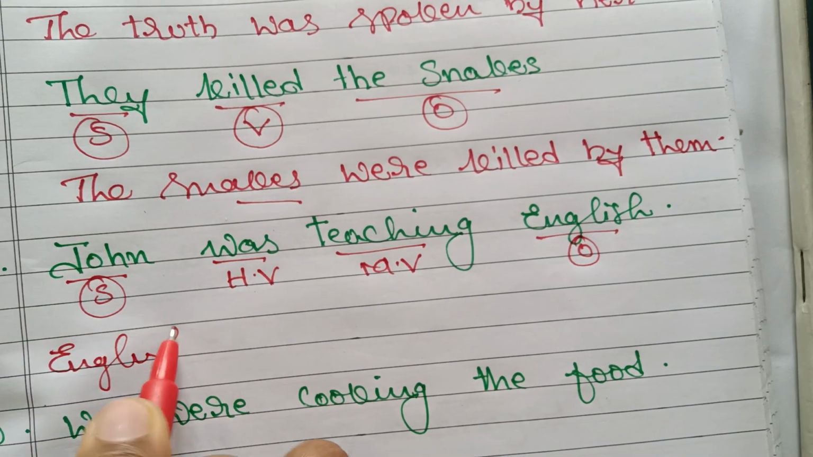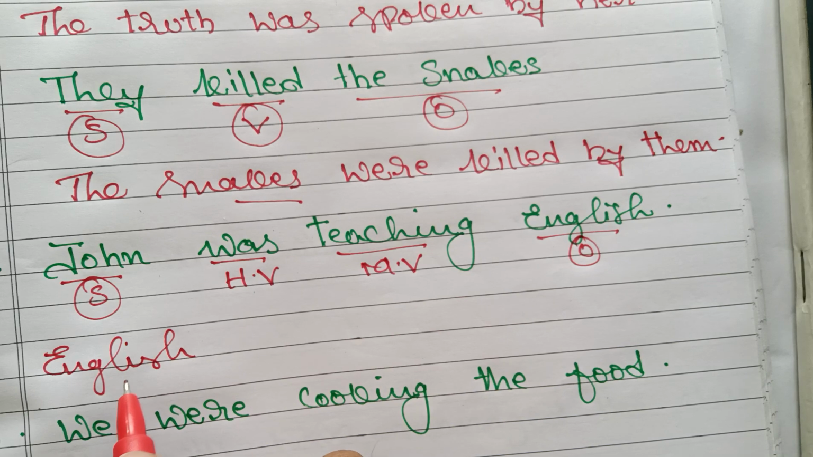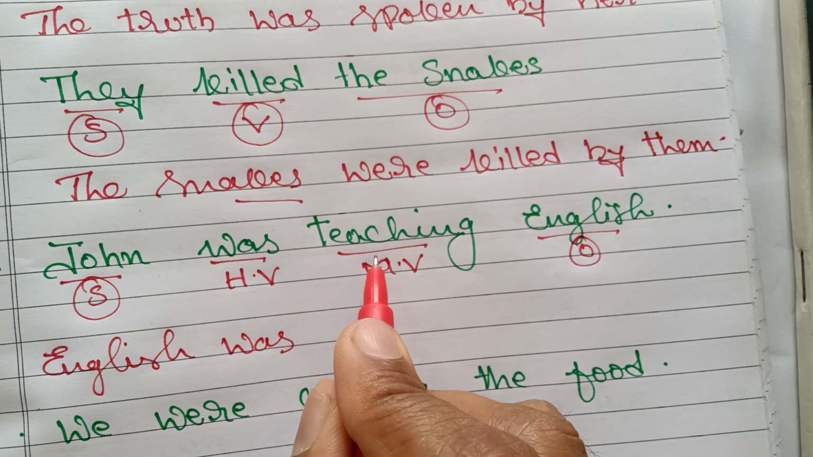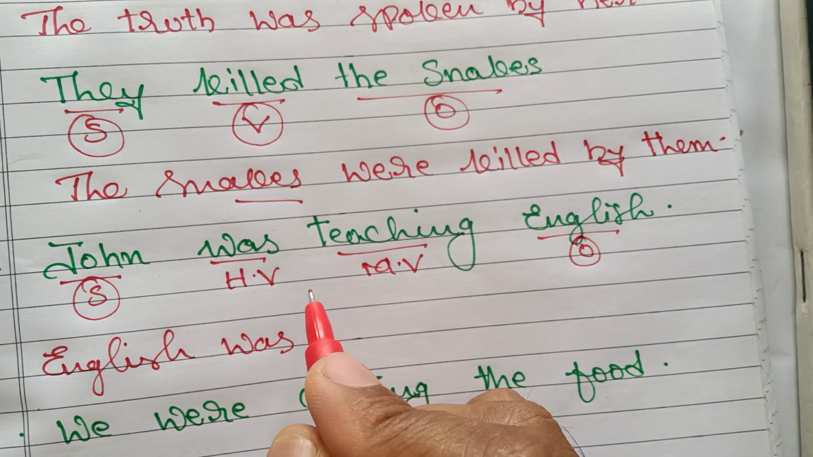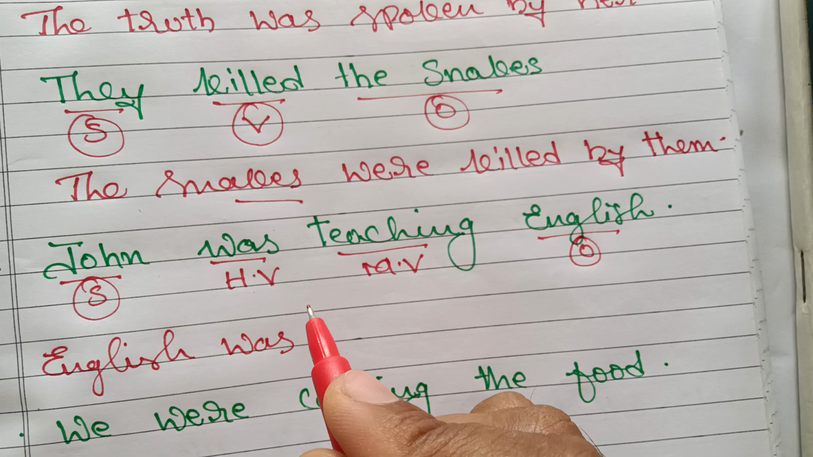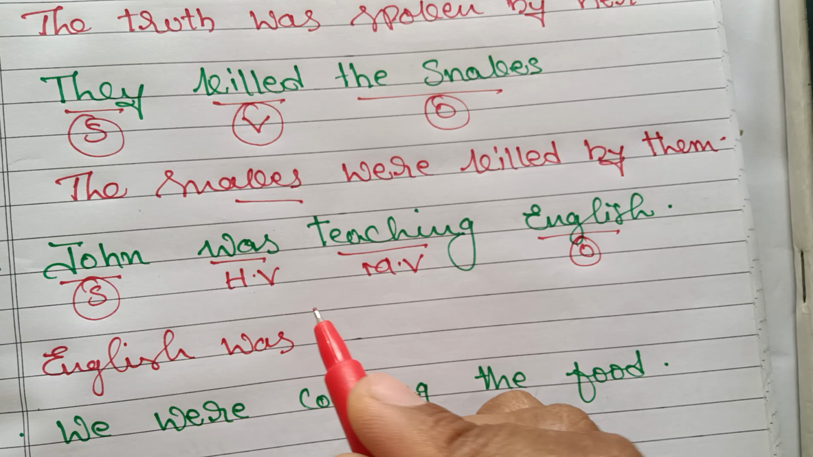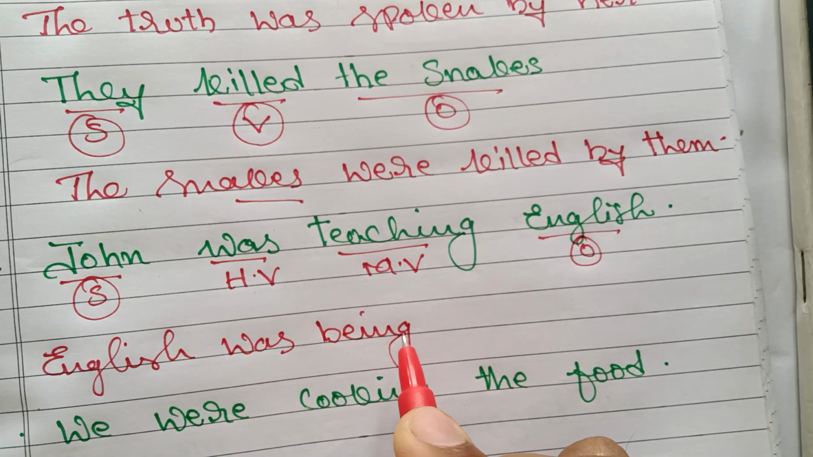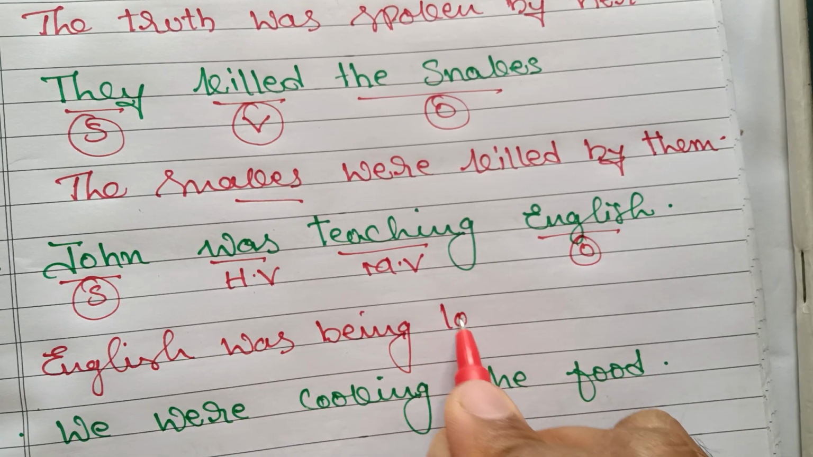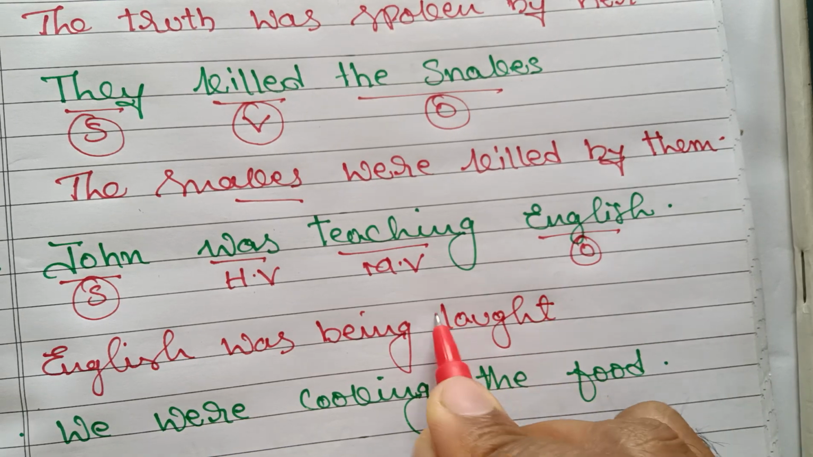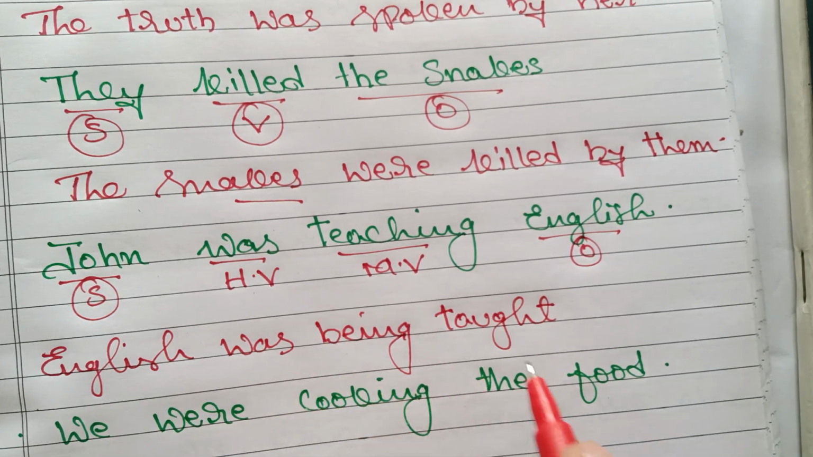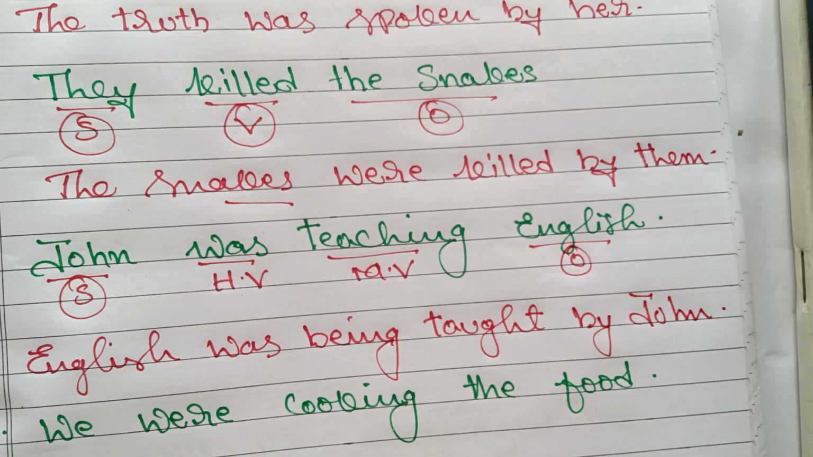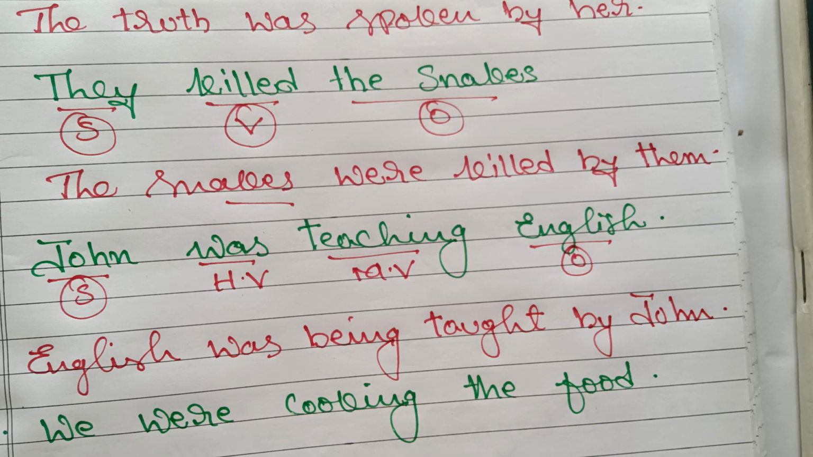English. Then it becomes singular. So use was. Then before this main verb and after this auxiliary verb, there is one keyword which you need to remember. We have already used in the present continuous tense. What is that keyword? Being. Being. Teach third form taught. Okay. English was being taught by John. That's all.